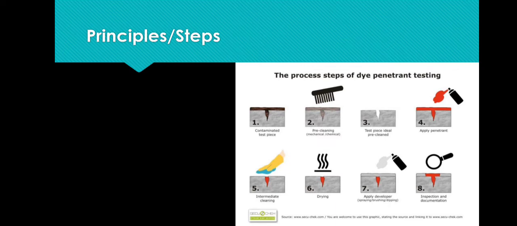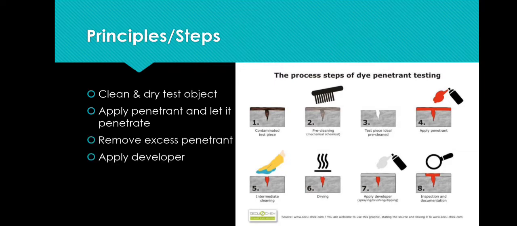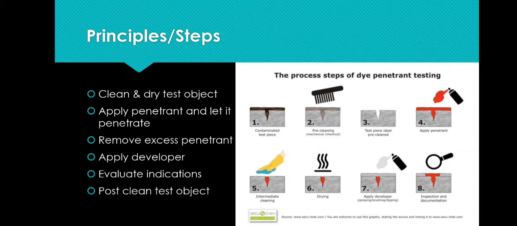So, how can we test a material using LPI or liquid penetrant testing? There are several steps in this procedure. These are the main steps included in liquid penetrant testing, and we are going to discuss them in detail. They are: clean and dry the test object, apply the penetrant and let it penetrate, remove the excess penetrant, then apply the developer, evaluate the indications, and finally post-clean the test object. So we are going to discuss each and every step.